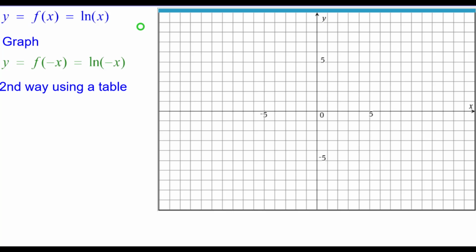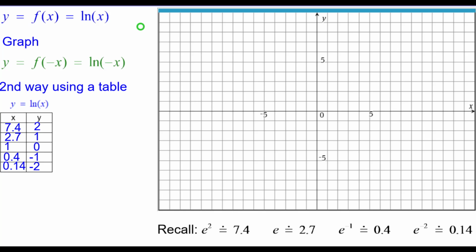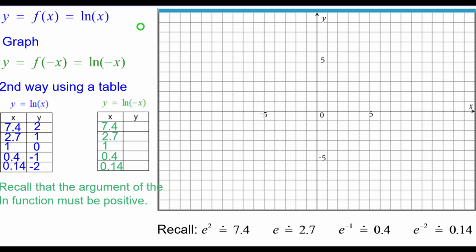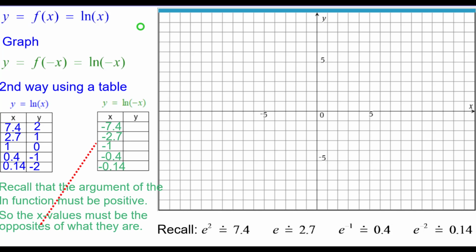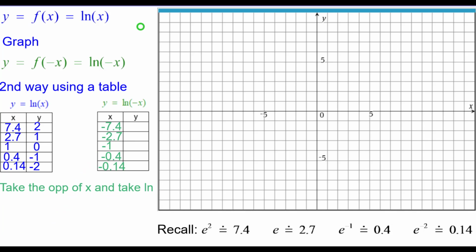Using a table, these are our values from the table that we're supposed to know. Recall that the argument of the natural log function must be positive, so we're going to have to use the opposites of those values in the table. So we're going to take the opposite of what's there and then take the natural log, because that's what the function says to do here.